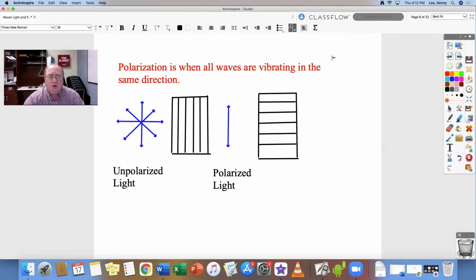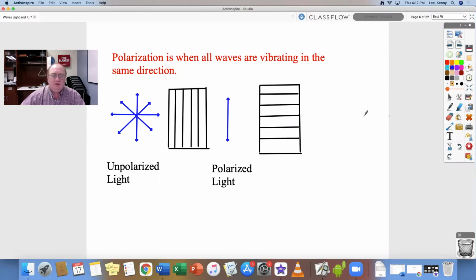And so unpolarized light is sometimes represented like this, where some of the waves are going up and down, some of the waves are going back and forth, some are going at different angles. And so you can see where this kind of picture comes from. The arrows represent the waves going up and down or left and right. We call that unpolarized light.